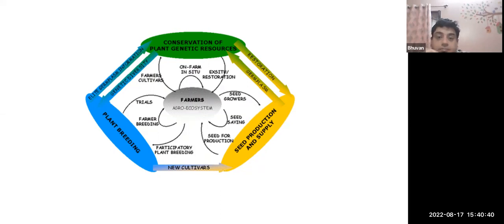Similarly, the farmers or the seed growers can contribute towards the seed production and the supply, and they can also save the seeds for the future use, which can be again used for the continuance of the agro ecosystem. And then the seed production and supply also contributes to the farmers by providing good quality seeds which can be used for the agro ecosystem.